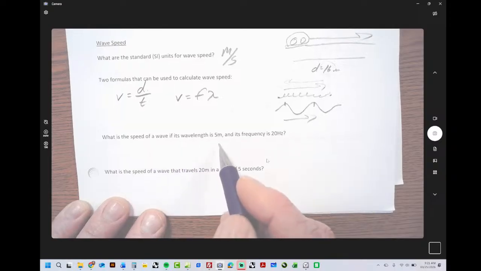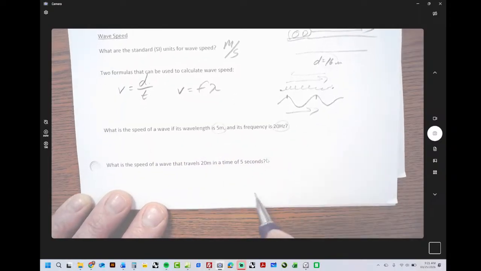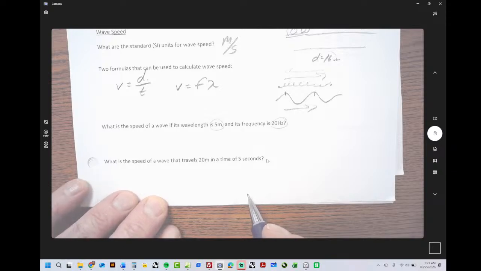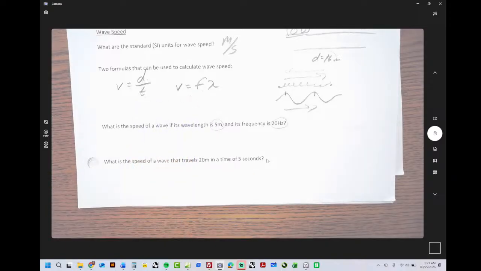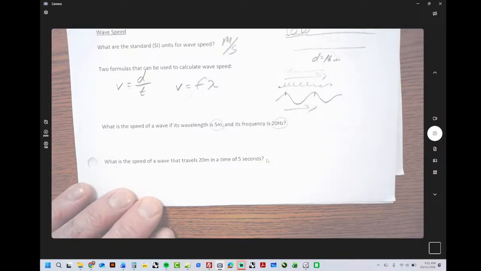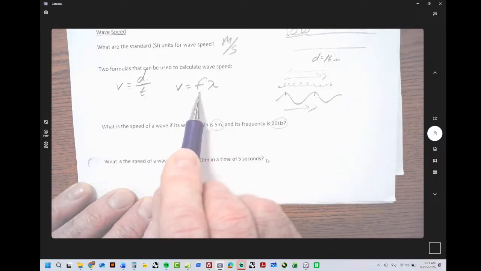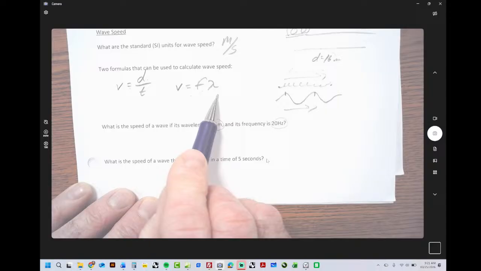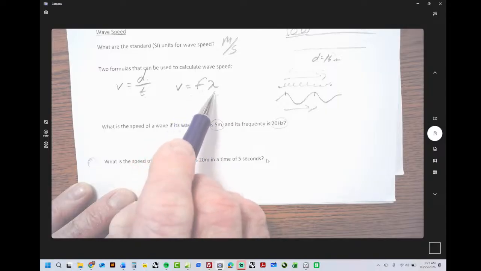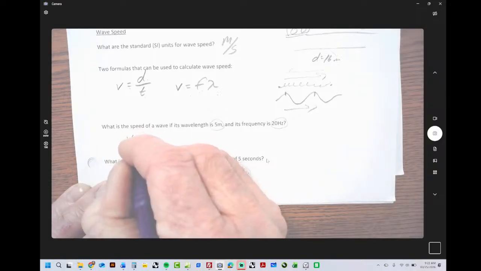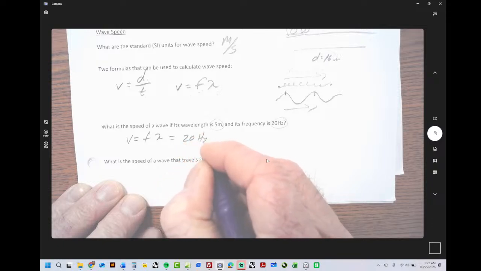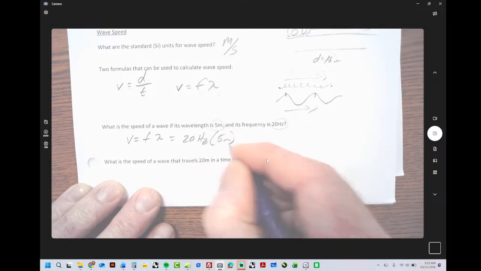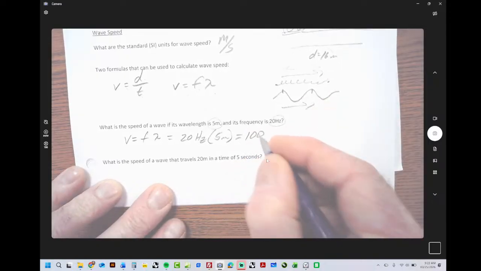Okay, what is the speed of a wave if its wavelength is 5 meters and the frequency is 20 hertz? Which formula is useful here? V equals d over t, or V equals frequency times wavelength? Second one. So what's the frequency? 20 hertz. What's the wavelength? 5 meters. 20 times 5 is 100. So we can just use that formula. Frequency times wavelength, and the frequency is 20 hertz, and the wavelength is 5 meters, so we get 100 meters per second.